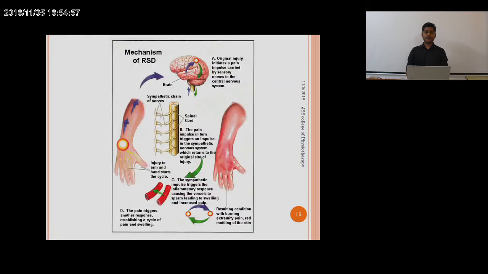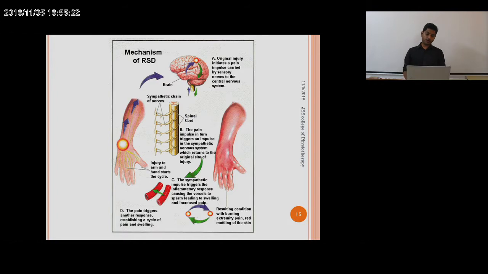So when it comes to the mechanism of RSD, as I told you before, there will be an original injury that initiates a pain impulse carried by sensory nerves to the central nervous system. Now your brain is going to activate the sympathetic nervous chain over the spinal cord, and the pain impulses in turn trigger impulses in the sympathetic nervous system, which in turn go to the original site of pain. And this triggers an inflammatory process in that particular area.